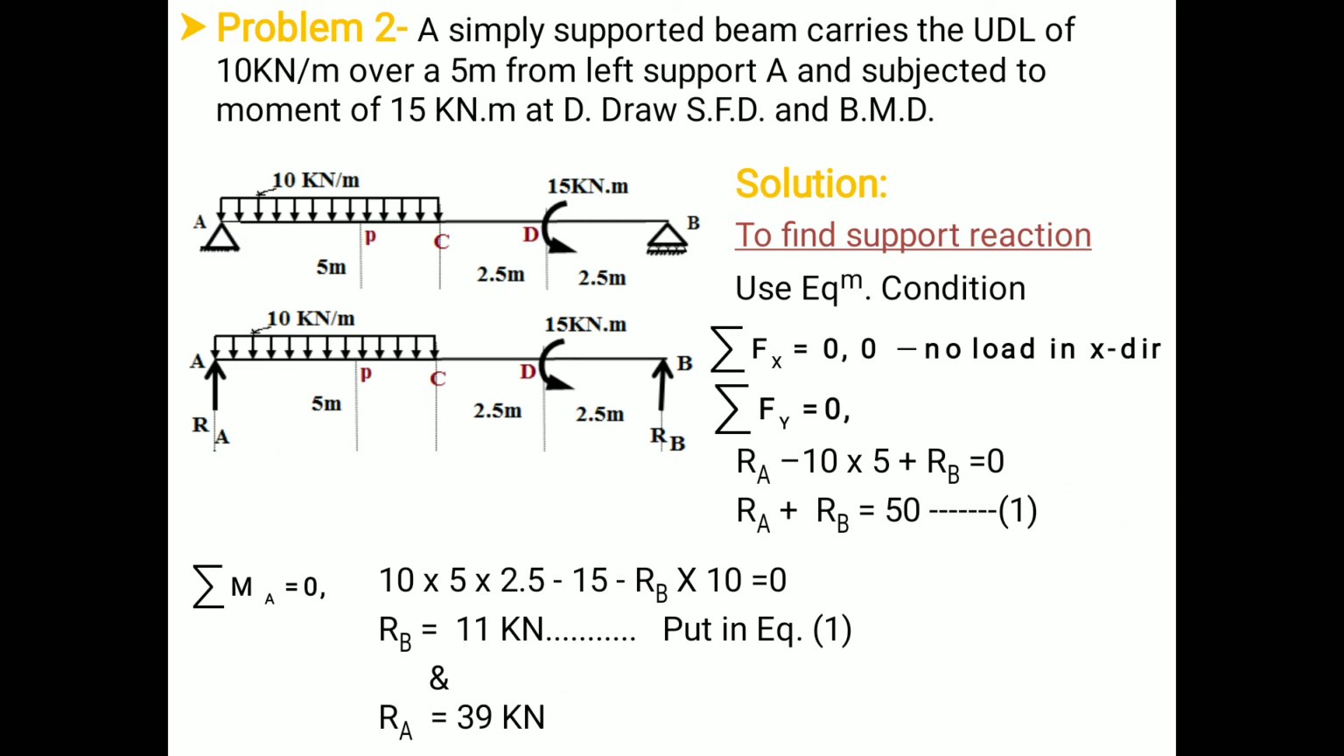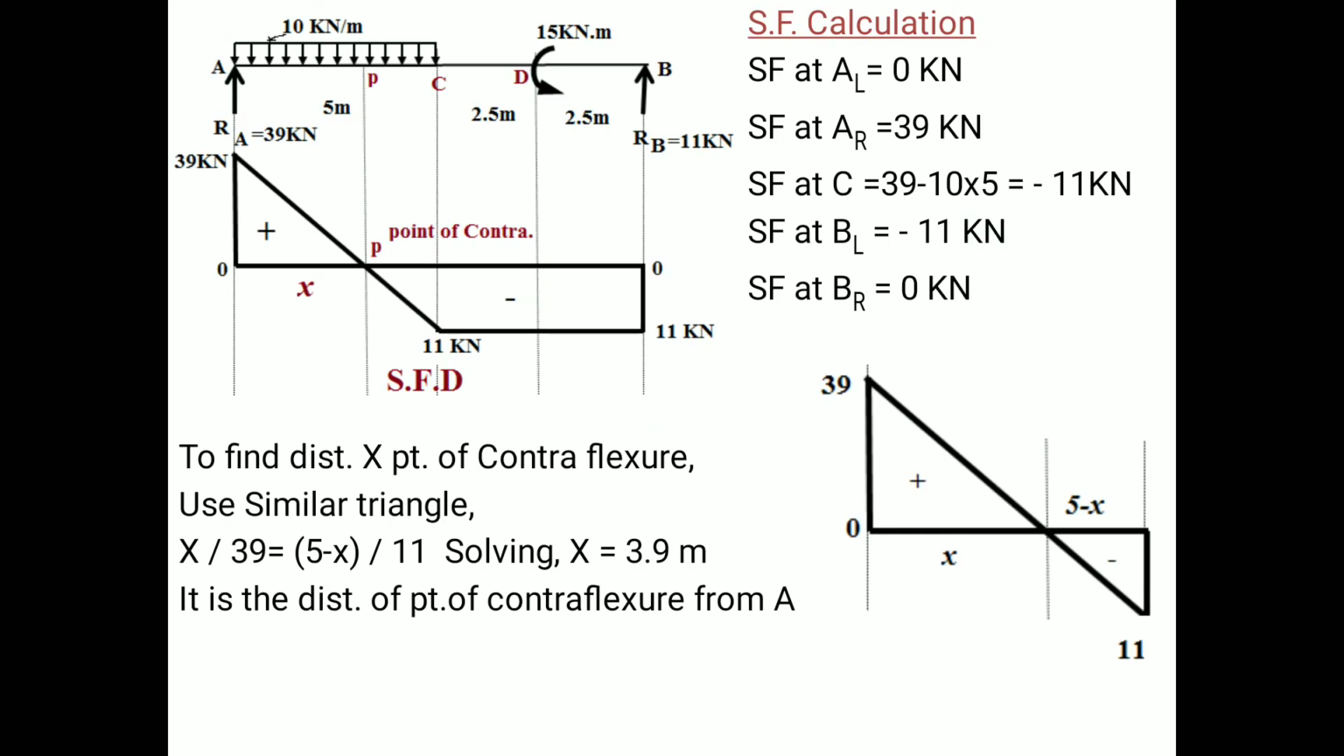Now our next step is the shear force calculation. Shear force at left of A is equal to 0 because it is an end. Shear force at right of A is equal to 39 kN because RA is 39 kN. That RA in the form of shear force acts in the upward direction, therefore it is positive. Now we have shear force at C, that is at a major point. Therefore 39 minus the UDL converted into a point load, that is minus 50. So 39 minus 50 will be minus 11 kN. That is the value of shear force at C.